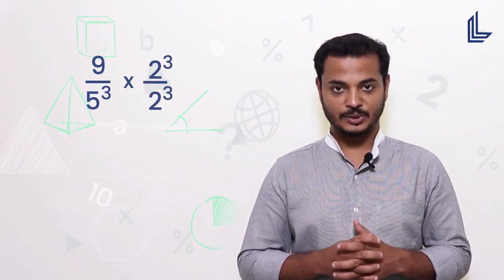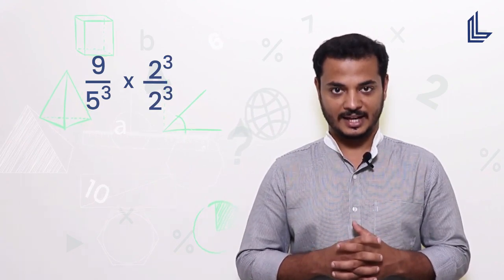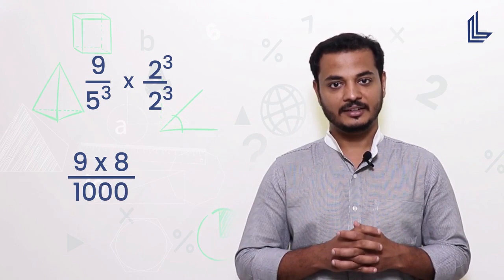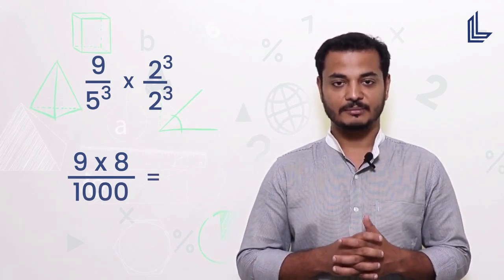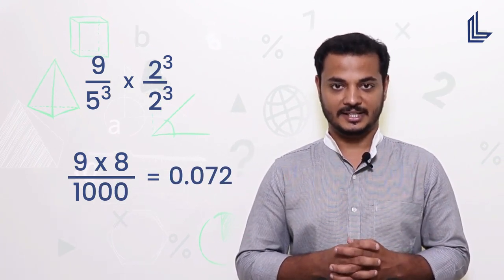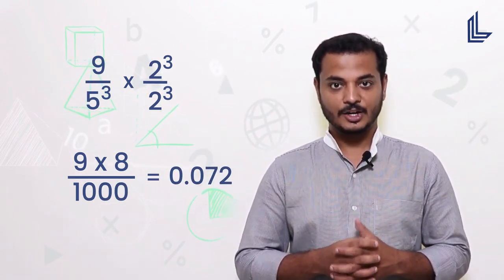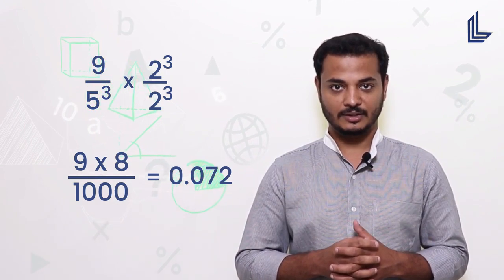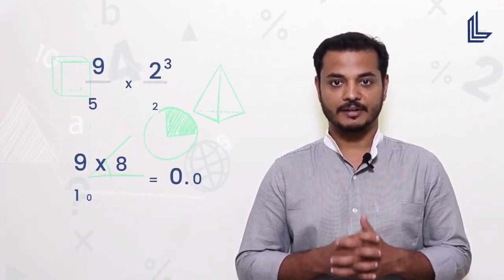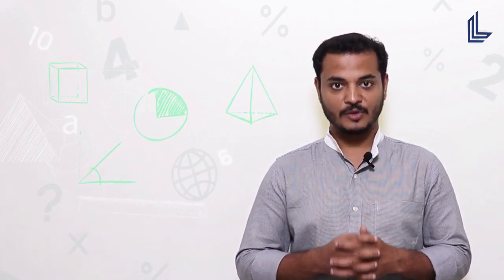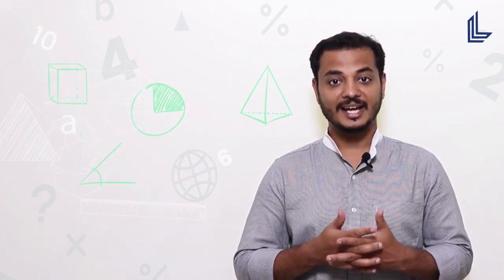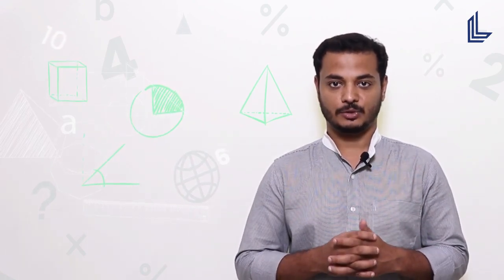And what happens when you do that? You will get the result as 9 into 8 by 10 cube, which is nothing but 0.072, which is again a terminating decimal. Here notice that the denominator of 9 by 125 was just powers of 5, but we saw that we could do some manipulation with this fraction so that we could express the denominator as powers of 10.